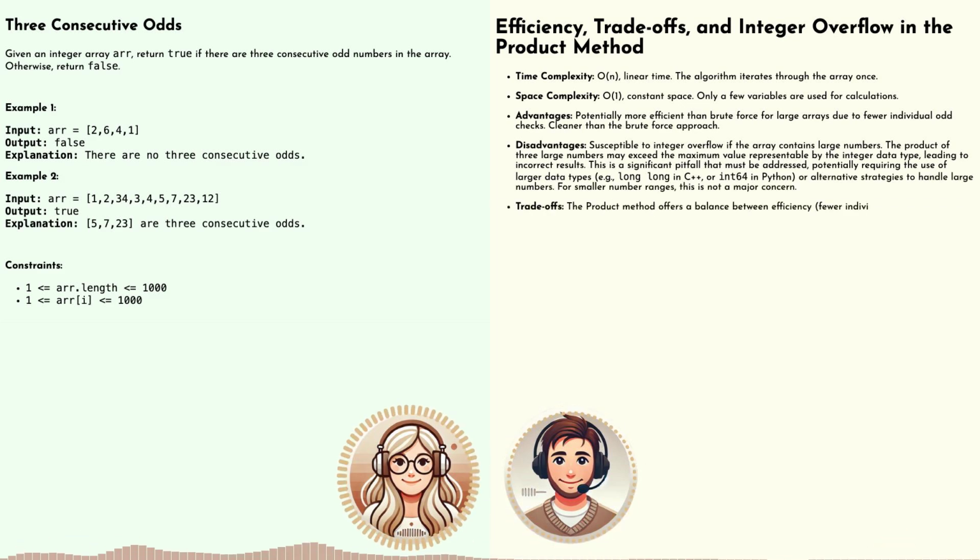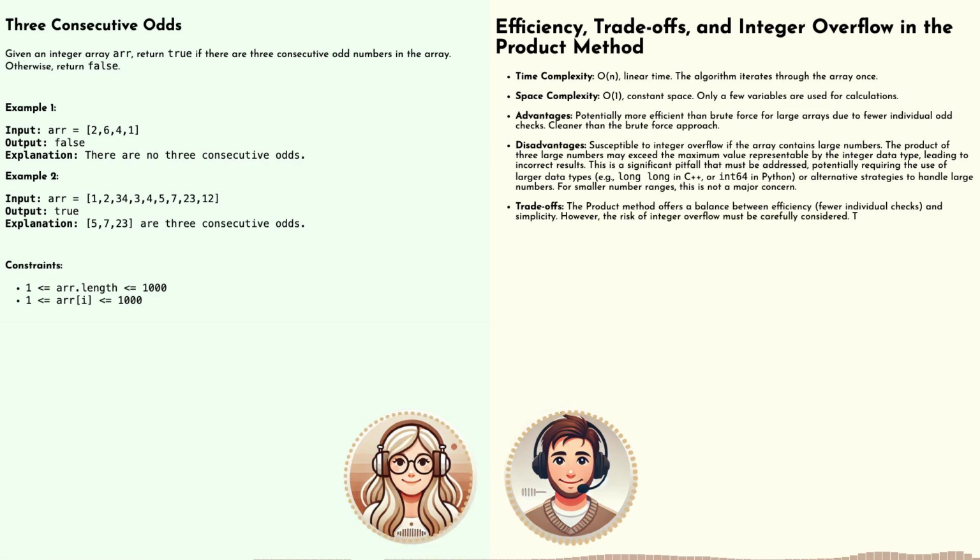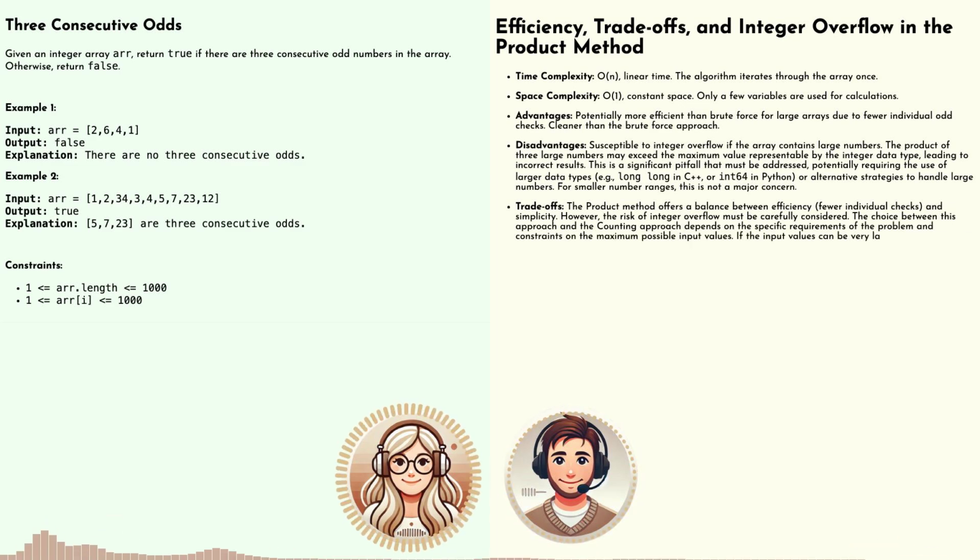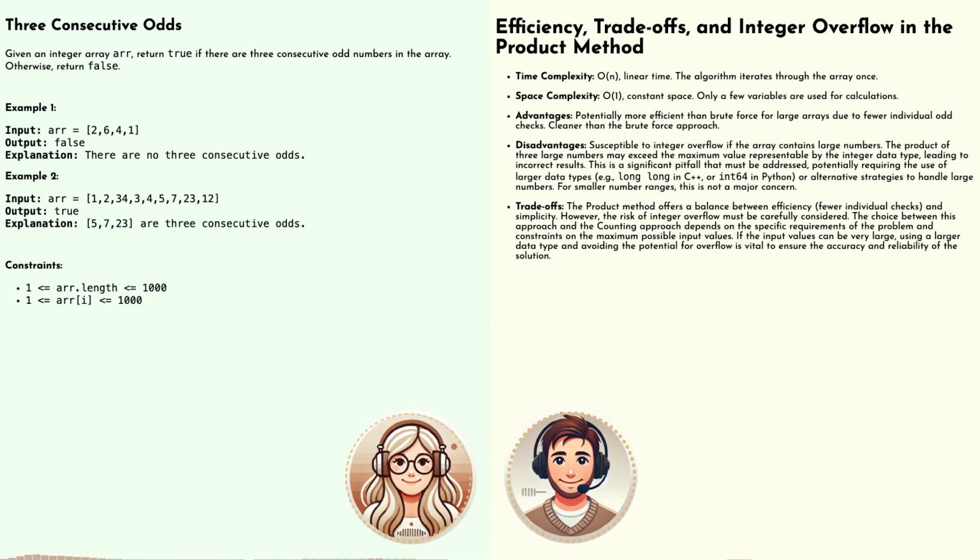which can indeed happen when we work with multiplication and very large numbers. So how do we avoid that problem? In most cases, the problem statement itself will provide constraints on the size of the numbers in the array. So if we know the numbers will be within a certain range, we can be confident that overflow won't be an issue.